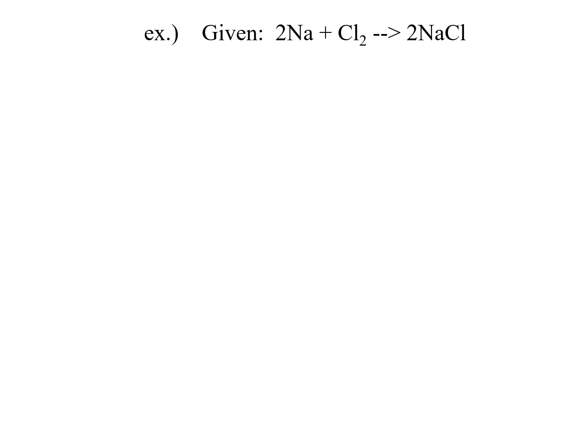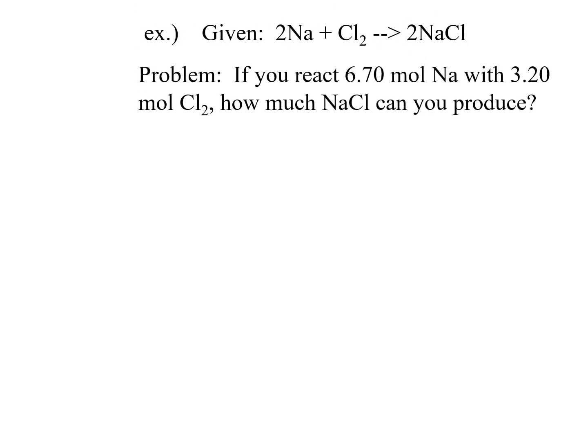So here's our balanced equation this time, right? This balanced equation says if I take 2 moles of Na, 2 moles of sodium, plus 1 mole of Cl2, 1 mole of chlorine, then I should be able to make 2 moles of NaCl, sodium chloride, okay? So I know what my mole ratios are. Now, let's say that I actually go and find some sodium and some chlorine to do this reaction with. And I find that I have 6.7 moles of sodium and I have 3.2 moles of chlorine. How many moles of NaCl could I actually produce from that?